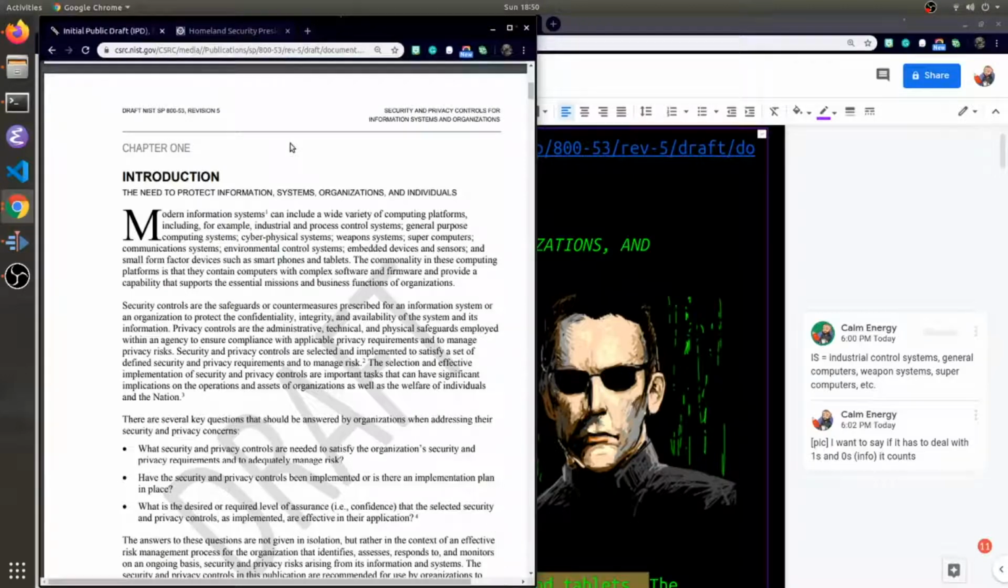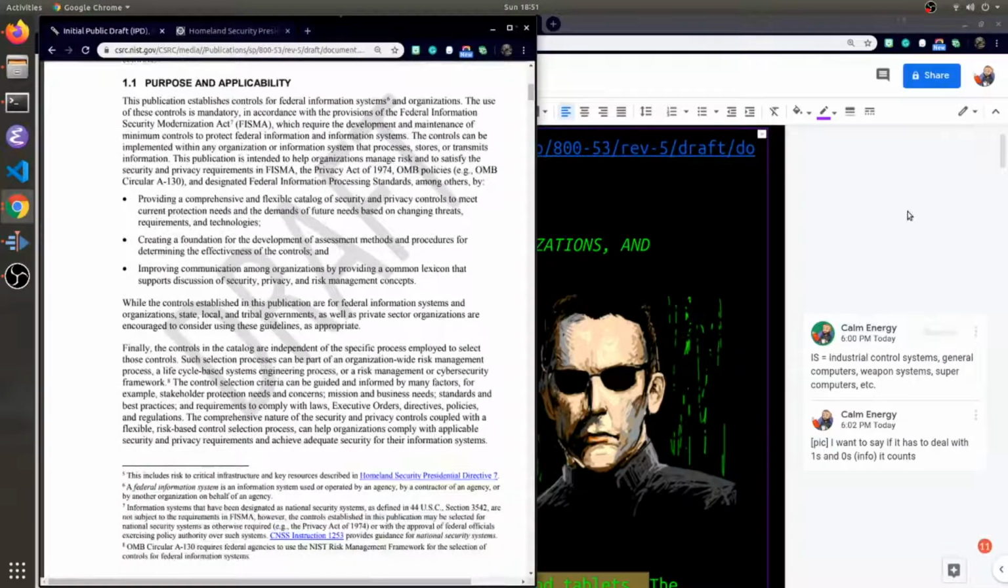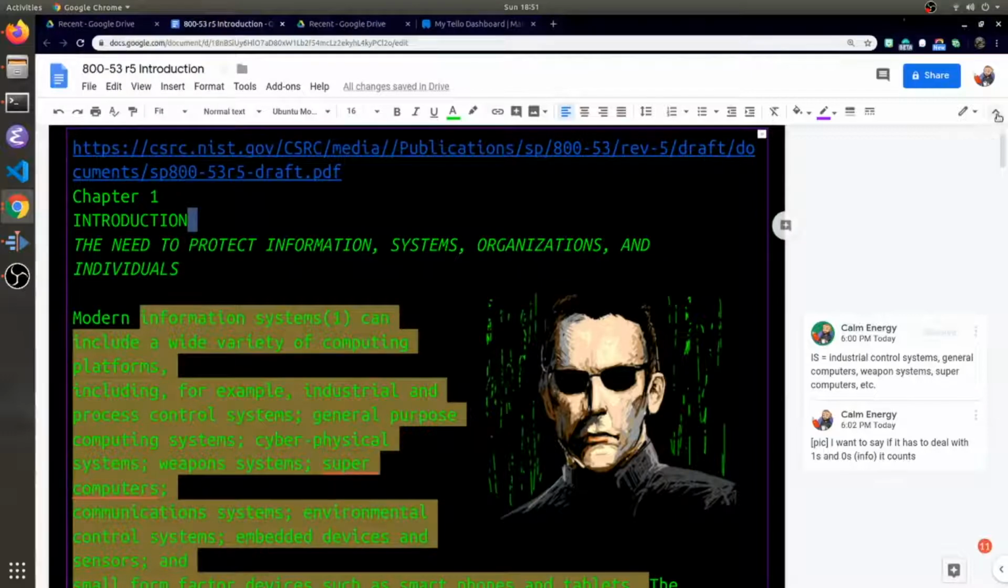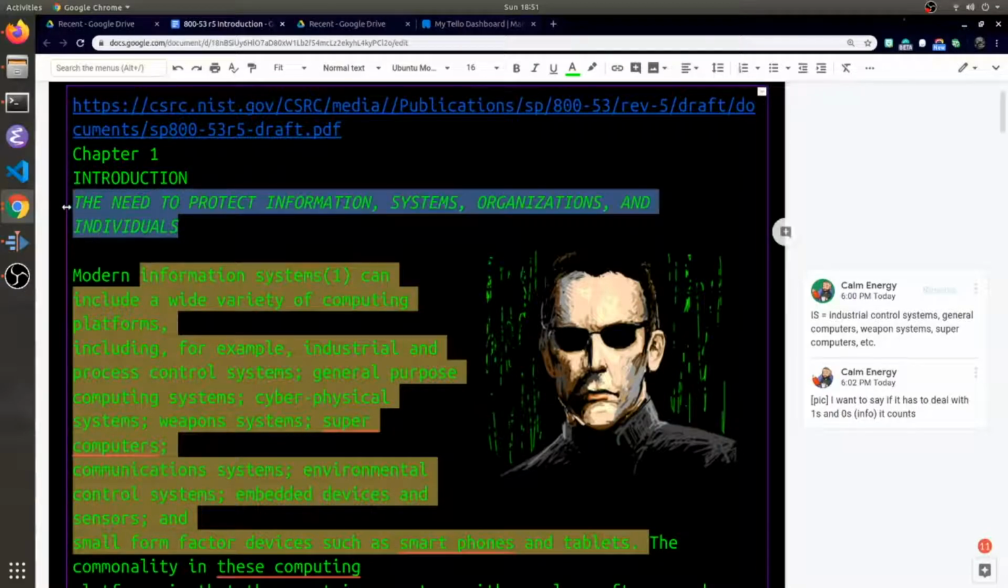Okay, here we'll go ahead and dive into Chapter 1, the introduction of 800-53. And to make this a little more engaging, I just copy and paste it over here into the Google Doc. So I'll pretty much just read and summarize from here. The title of the introduction is The Need to Protect Information Systems, Organizations, and Individuals.